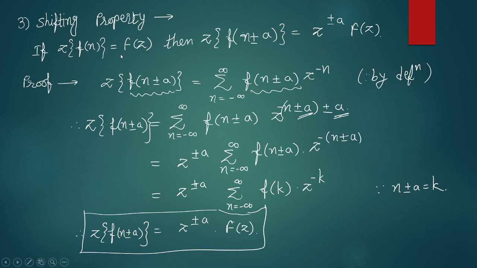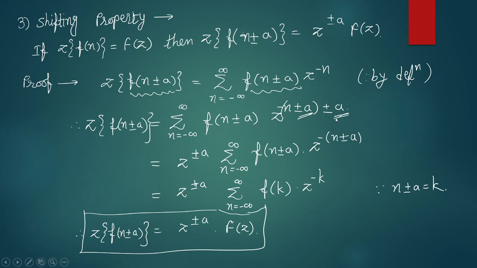Now the shifting property. If the Z transform of f of n equals capital F of z, then the Z transform of f of n plus a equals z to the power plus minus a times F of z. Here we consider the Z transform of f of n plus minus a. Therefore, instead of f of n we write this value, apply the definition, and in the next step we adjust the plus minus a terms. Here the negative sign is outside, therefore minus plus, and we adjust the terms.